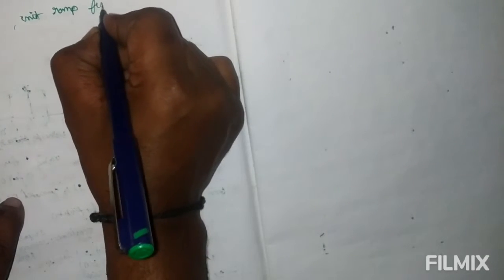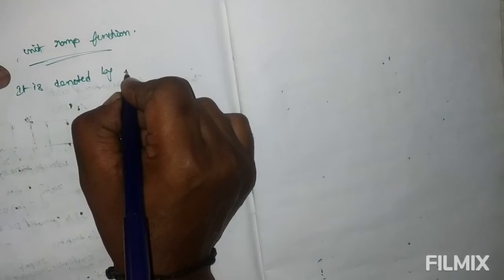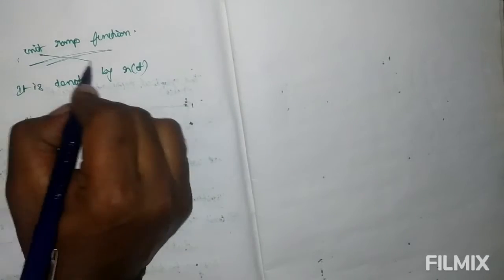Coming to the unit ramp function. It is denoted by R of t. The unit ramp function is denoted by R of t.